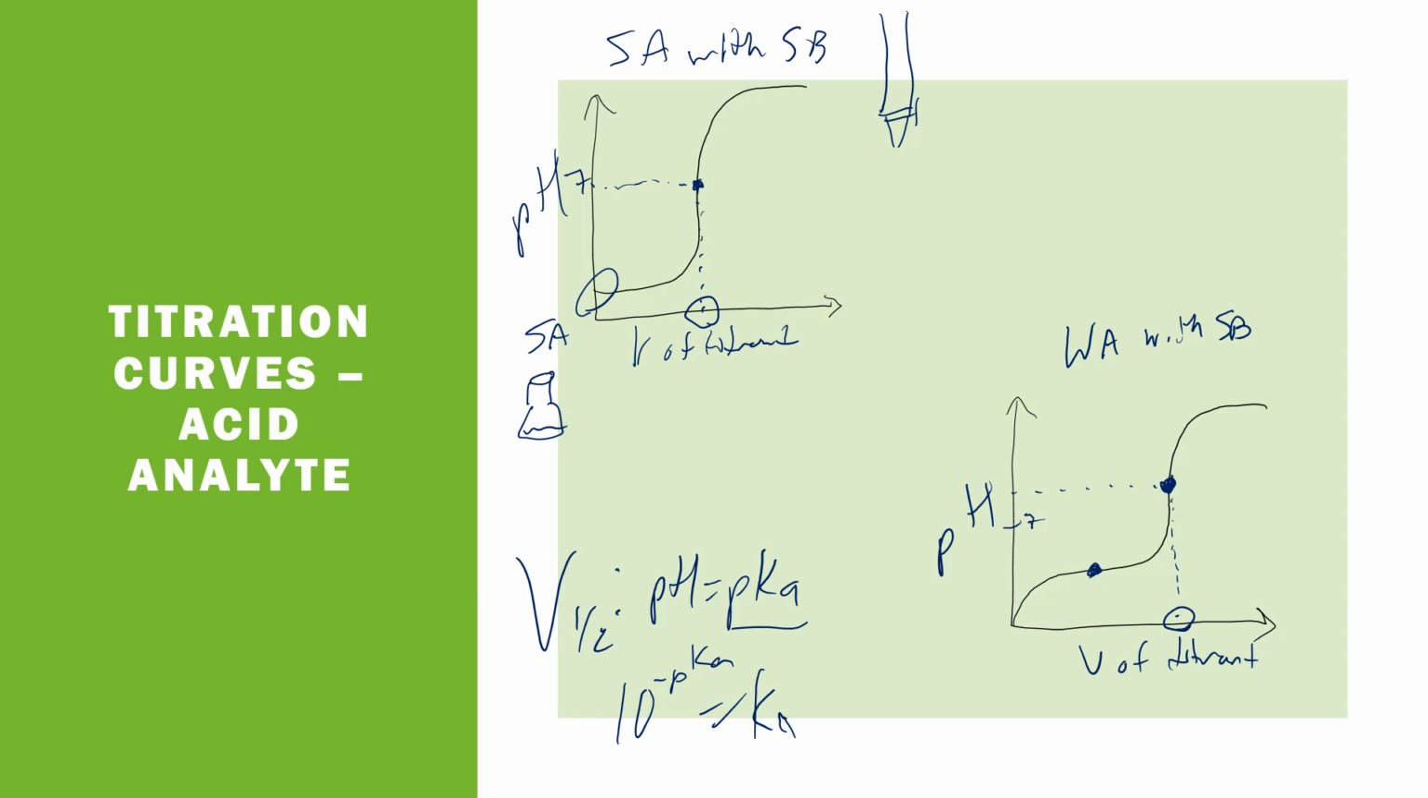So just be careful there. We also, a couple more bits of information, we would also call this the buffer region because it kind of flattens out in pH, so the pH is staying relatively constant there. And we're going to treat it like a buffer when we're doing calculations for that section.